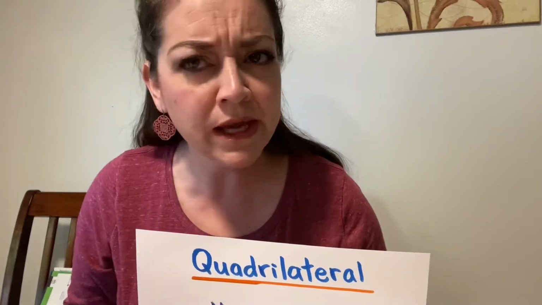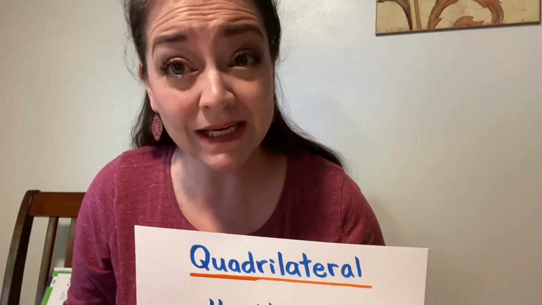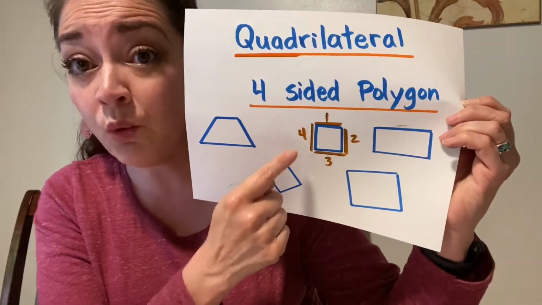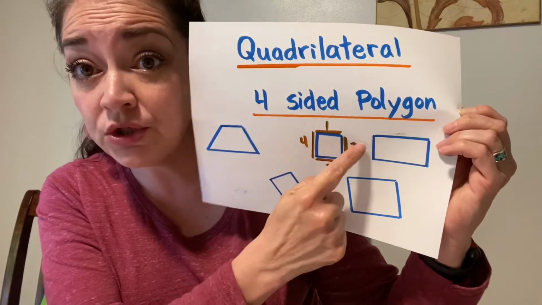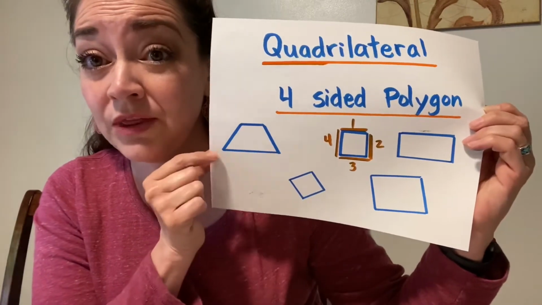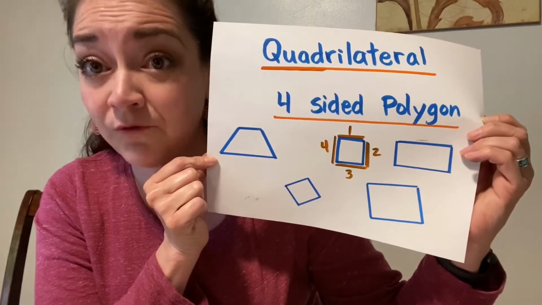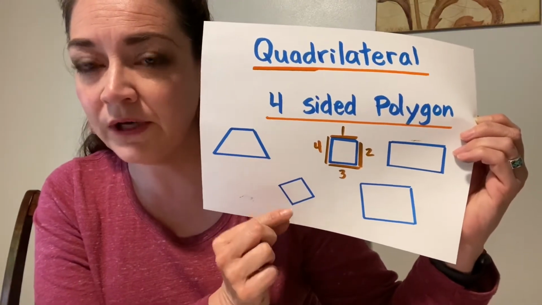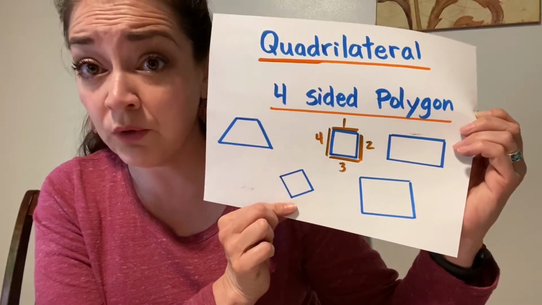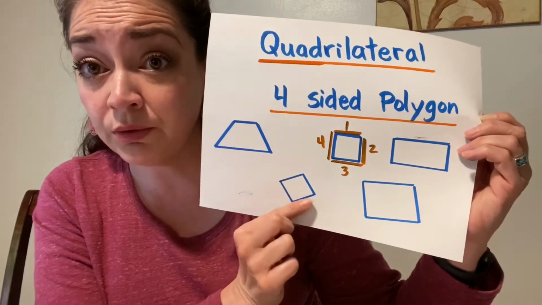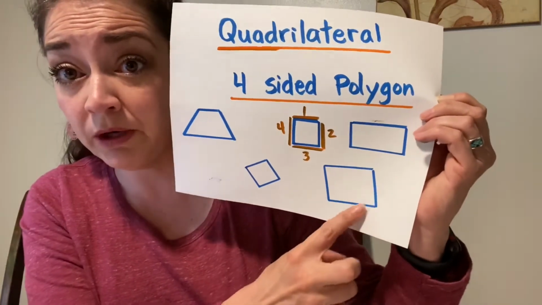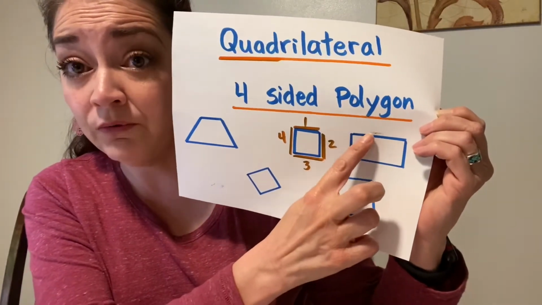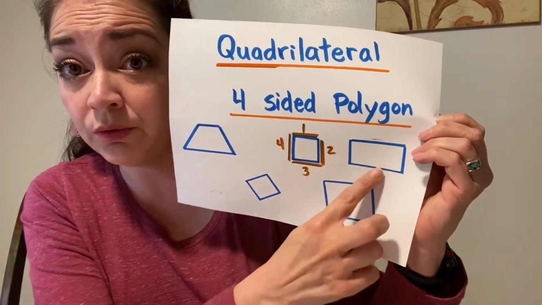Why, you say? Because they have 4 sides. So this one looks like a square. He has 1, 2, 3, and 4. This one over here is a trapezoid, 4 sides, 1, 2, 3, 4. This one over here might be either a square or rhombus, 1, 2, 3, 4. This one could be a parallelogram perhaps, 1, 2, 3, 4. And over here, rectangle, 1, 2, 3, 4.